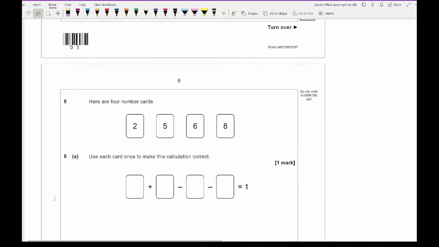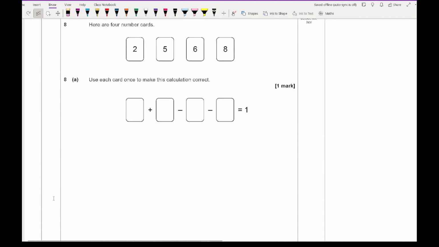Then moving on to question 8, it says here are 4 number cards, 2, 5, 6 and 8, and it says use each card once to make the calculation correct. And now there's several answers you could have. So I'm going to go for 5 plus 6, take away 8, take away 2.